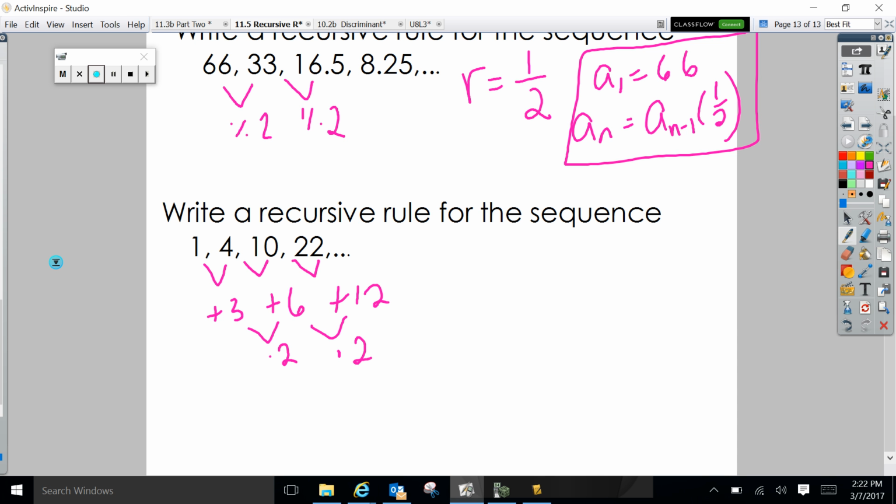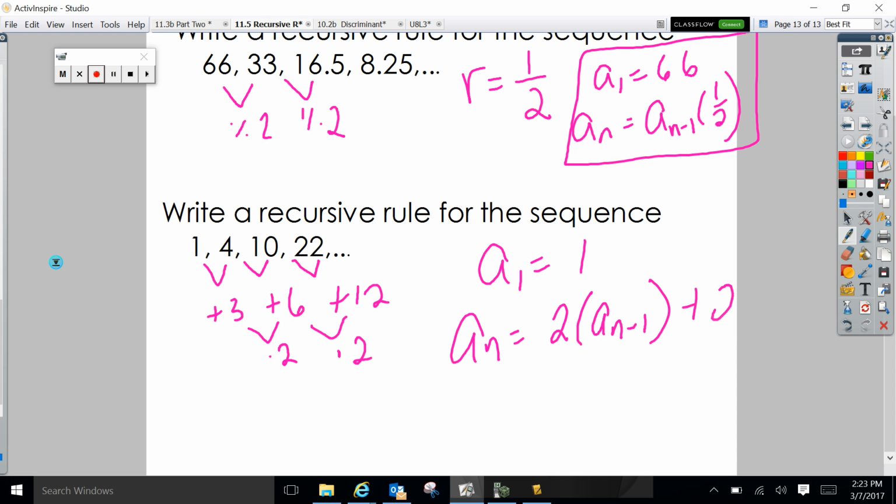What it ends up being is, if the first term is 1, my rule looks like I'm taking the previous term and multiplying it by 2, so 2 times the previous term, and then I have to add 2 more to get to it. So let's make sure that works. I'm saying that's my rule, and I'm going to check it.